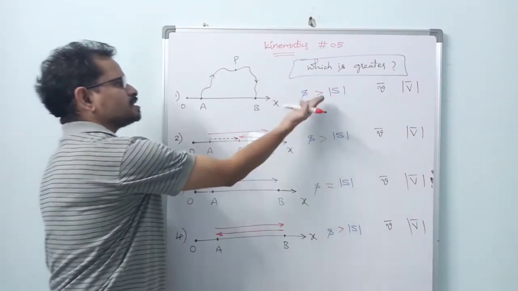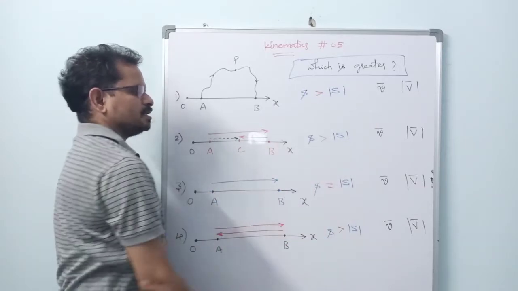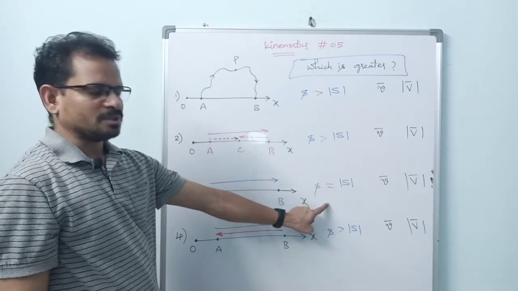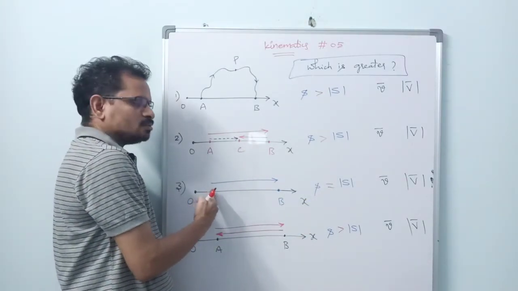See, in all these cases, distance is greater. In 3 cases, distance is greater than displacement. Only in one case, see here, distance is equal to displacement. What is that case? The body should not look back, it has to move ahead.